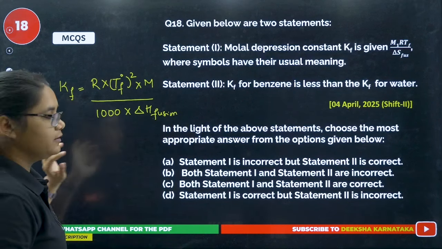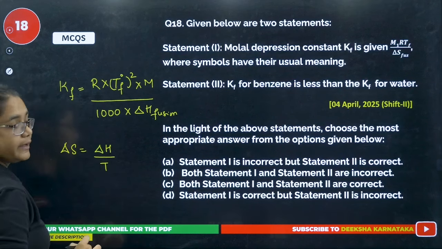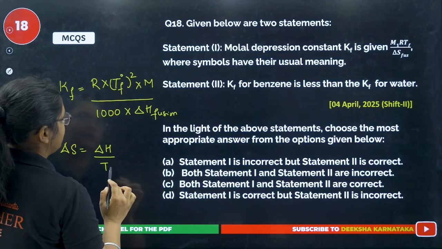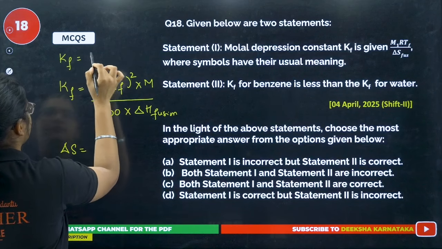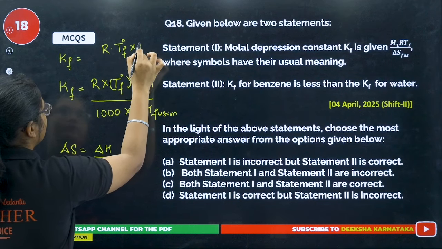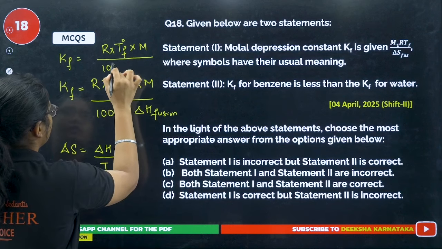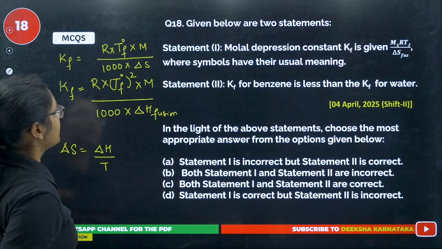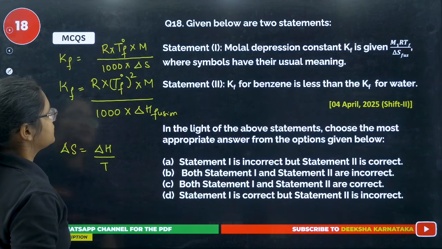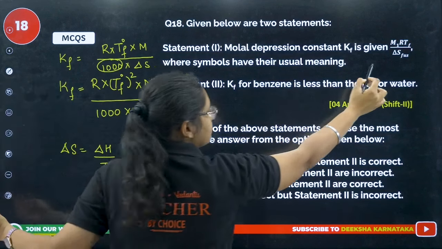Okay. Now we know that from thermodynamics, delta S is equal to delta H by T. Now if you see this, delta H by delta TF will give you delta S. So I have Kf is equal to R, then T naught F into molality, divided by 1000 into delta S. R T naught F into M divided by 1000 into delta S. Clear? So this is the statement. This 1000 is for unit change only. So the first statement is correct.